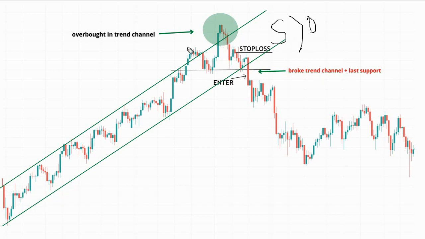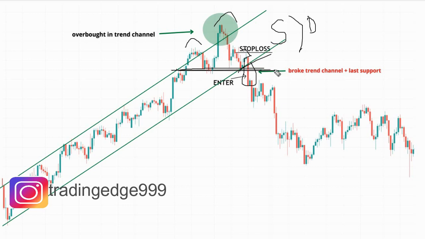And then we saw a head and shoulder formation which is also testing the support zone multiple times, and then it broke down this trend channel support, also the horizontal structural support. Enter here, stop loss here, see the huge downside momentum after that. So now let's look at another example.